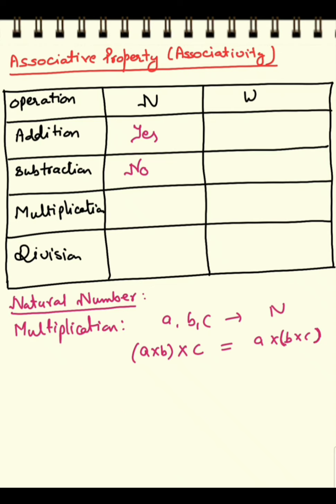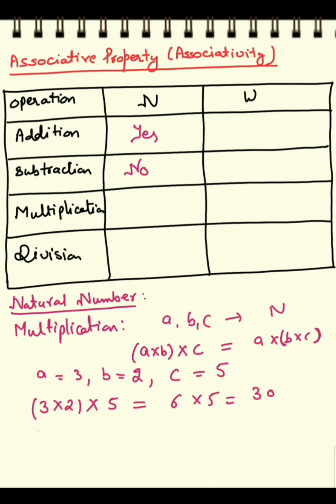The order of the grouping does not change the multiplication of these 3 numbers. For that also I will take one example. A equal to 3, B is equal to 2 and C equal to 5. So A into B, 3 into 2 multiplied by 5 is equal to 6 into 5, which is equal to 30.